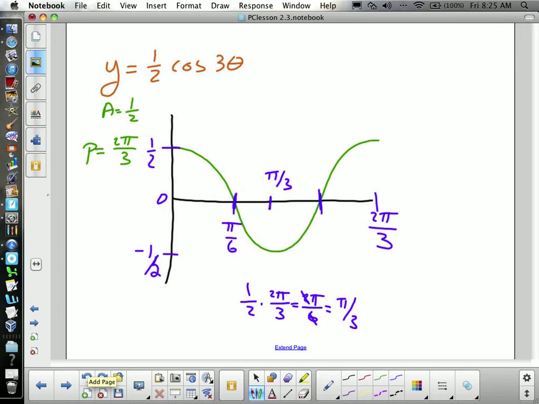Now here's where it gets a little tricky. What's this one going to be? What's halfway between pi over 3 and 2 pi over 3? Well, that would be 2 pi over 6 and 4 pi over 6, right? What's between 2 pi over 6 and 4 pi over 6? That would be 3 pi over 6, which is pi over 2.